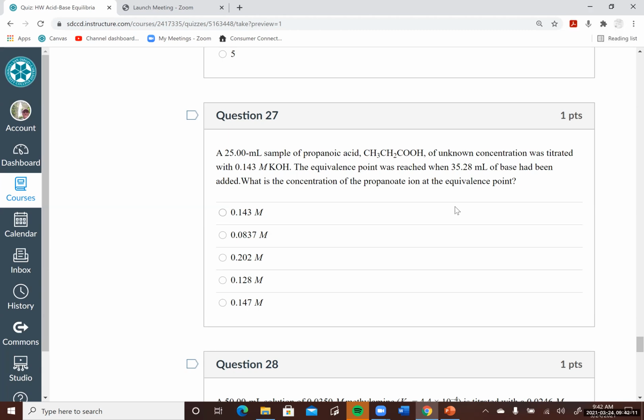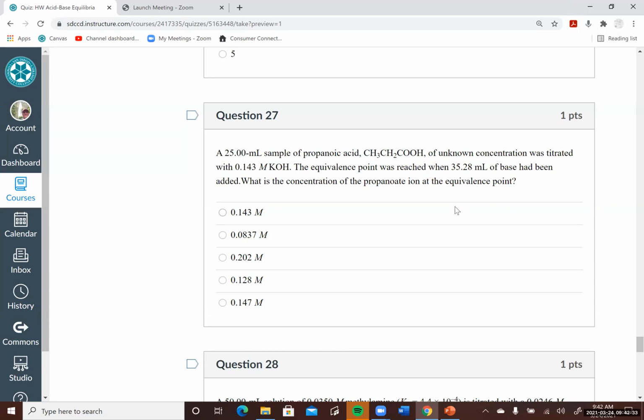Okay. I did an M1V1 equals M2V2. That's the dilution law. Okay. Yeah, what I'm saying is find moles first, and then realize that it's at equivalence point. So here at equivalence point, and we'll take a look at this today in our discussion. Yeah, okay, that's fine then.